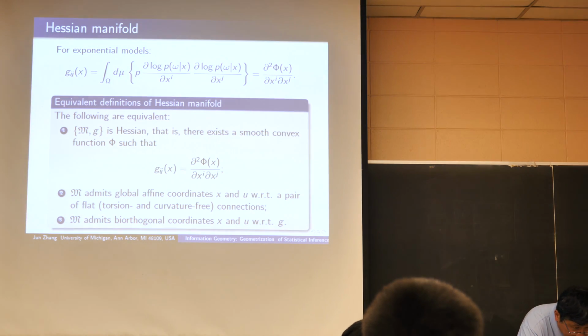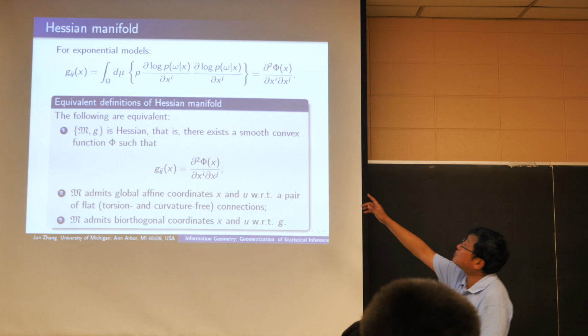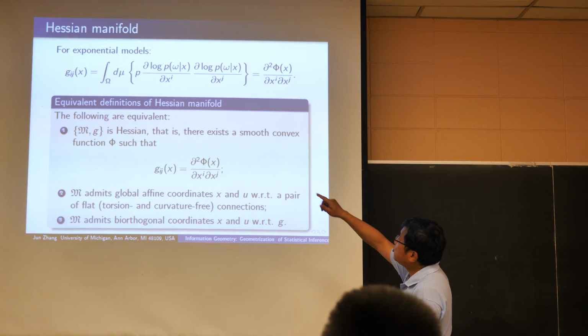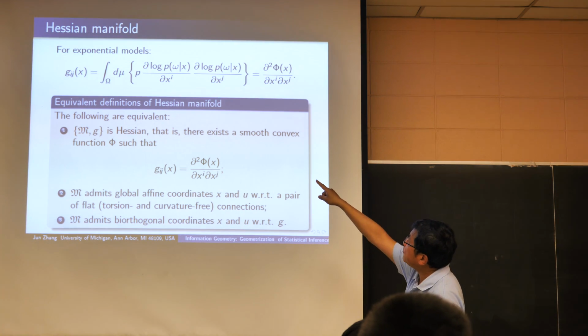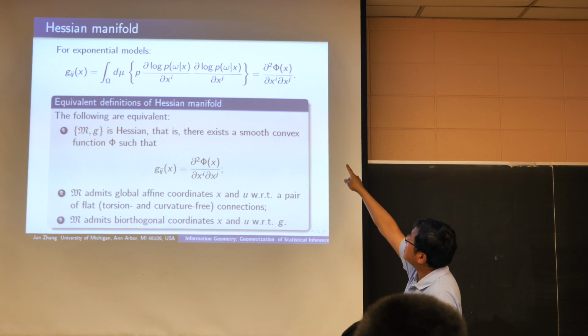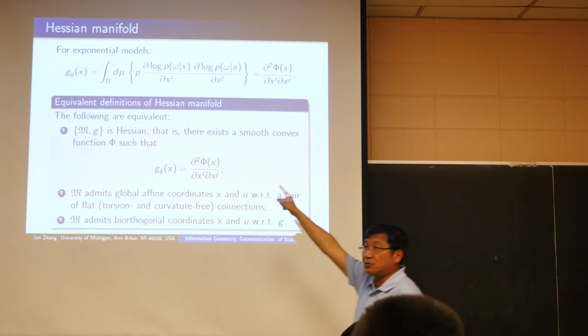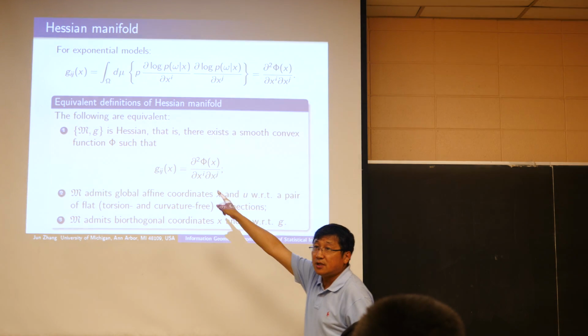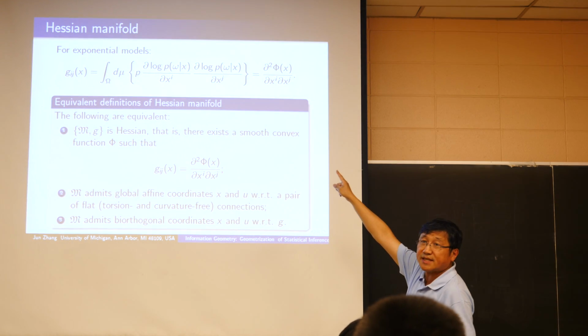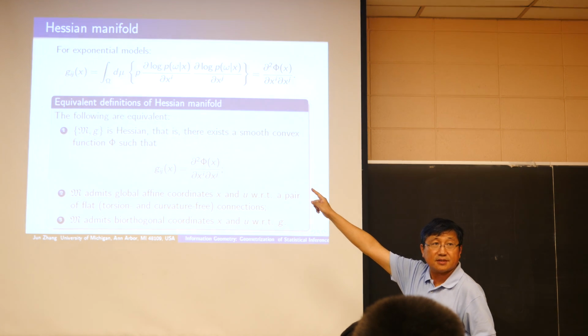So this is the so-called Hessian manifold. The Hessian manifold has this property that the metric G, the Fisher information, is equal to the Hessian of a convex function. It's very special. So in general, this is the Fisher information. If it turns out to equal the second derivative of a convex function, that's the Hessian metric. Okay?